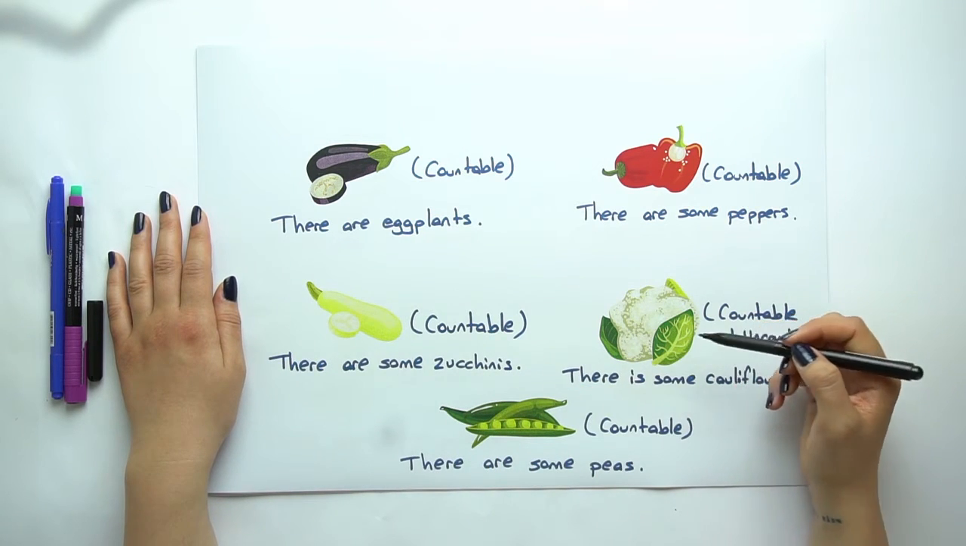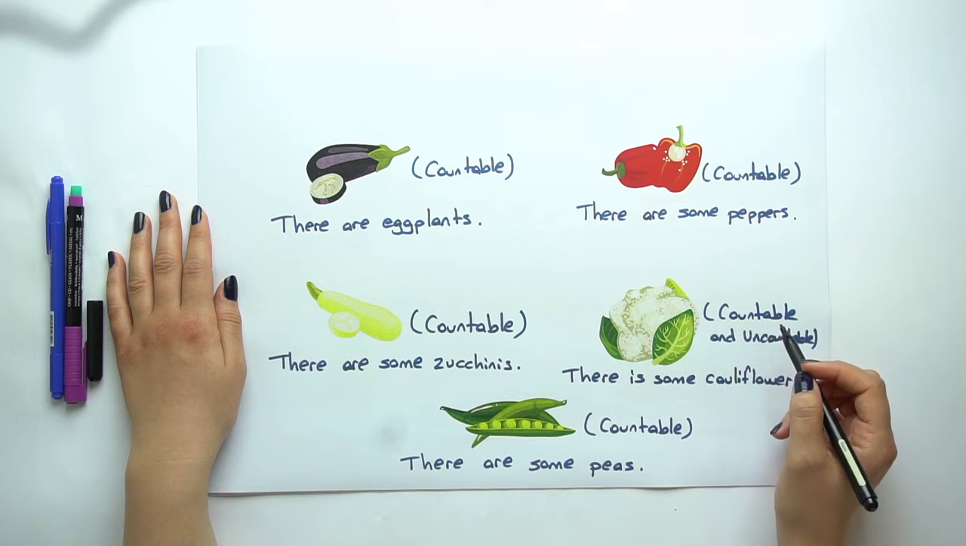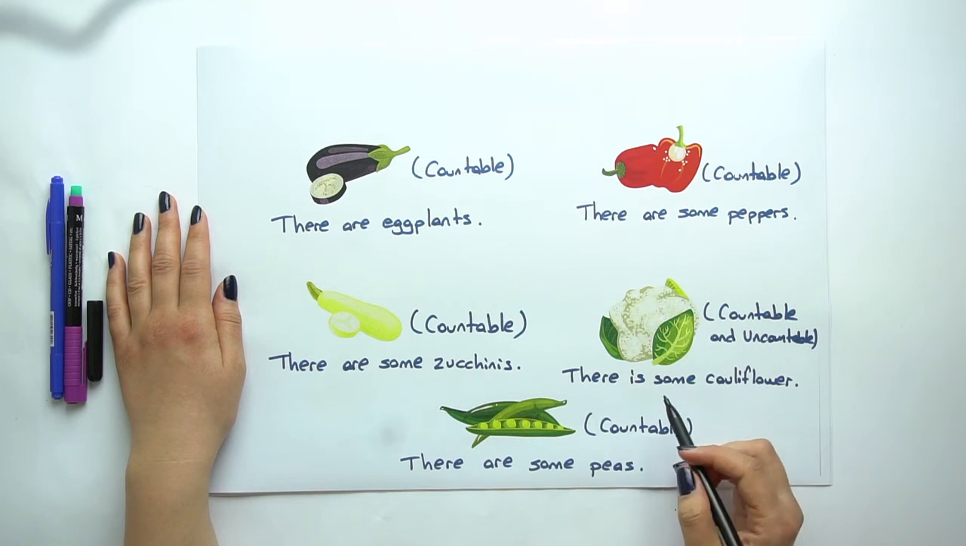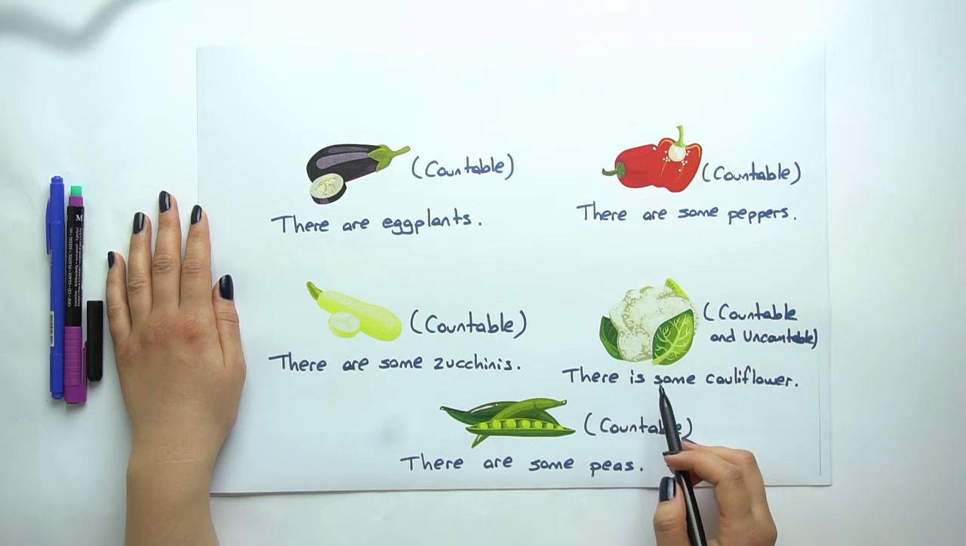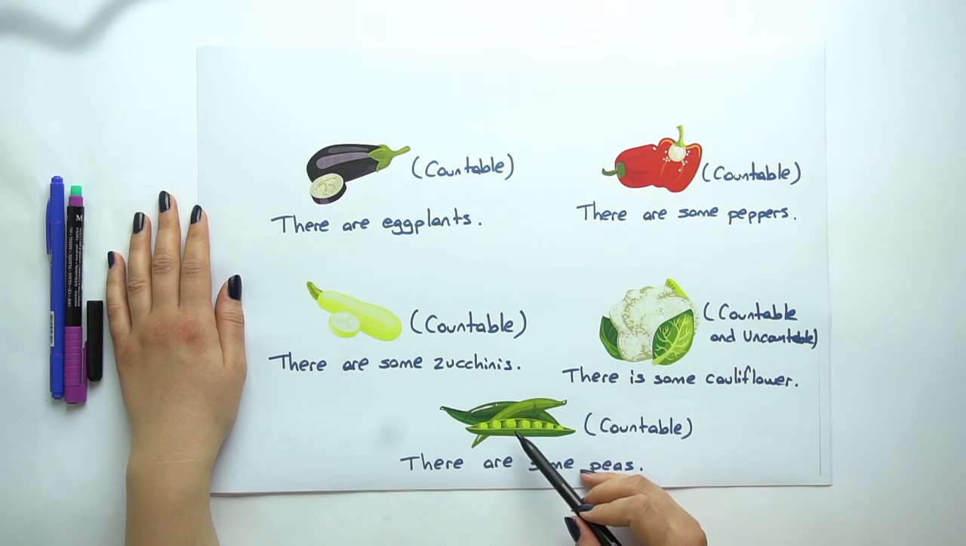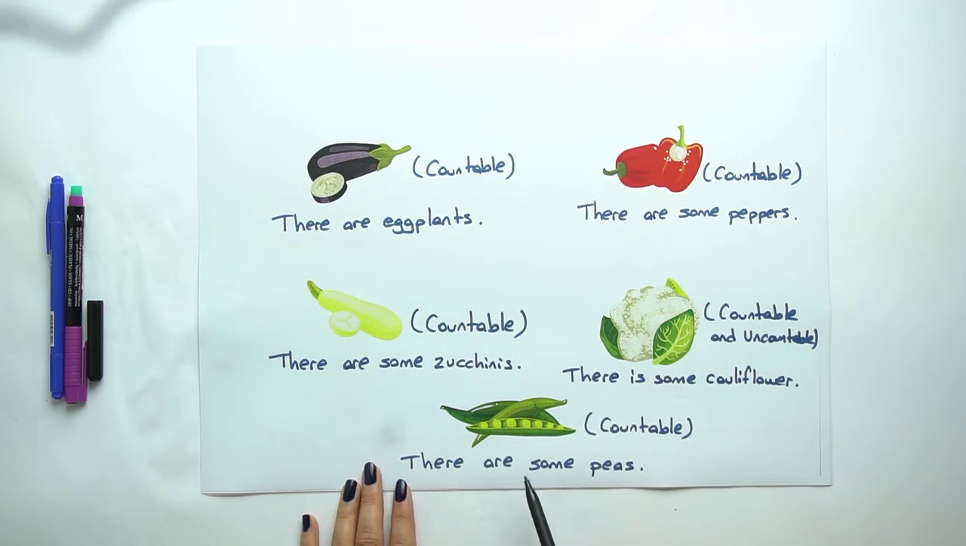And we have cauliflower, and cauliflower can be countable and uncountable at the same time. So here we can say there is some cauliflower. And next one, we have pea, okay, and it is countable, as you can see in the picture. So for this one, we can say there are some peas, okay?